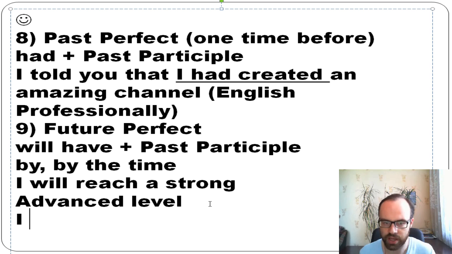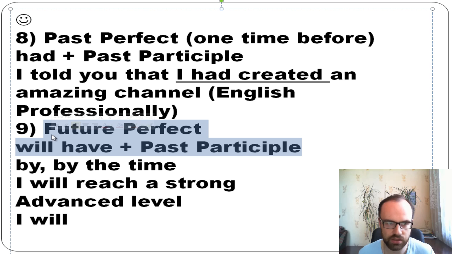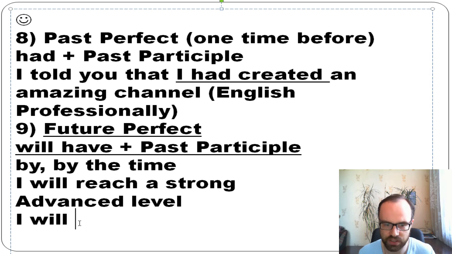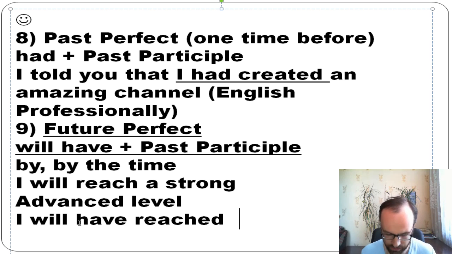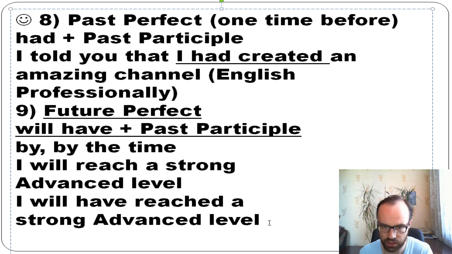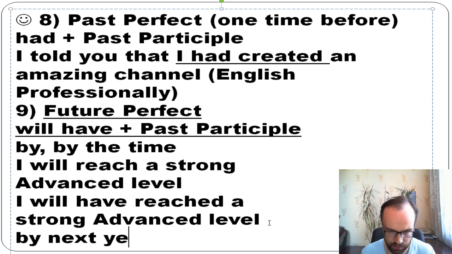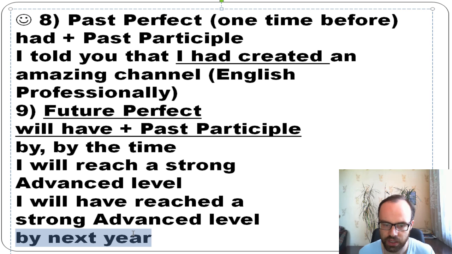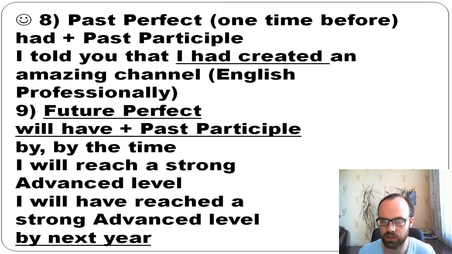For example, you have a plan and you want to do it by next year, and you can say that I will have reached a strong advanced level by what date? By next year. And if you have by the time, you need to use future perfect. So it's a rule, actually nothing difficult.